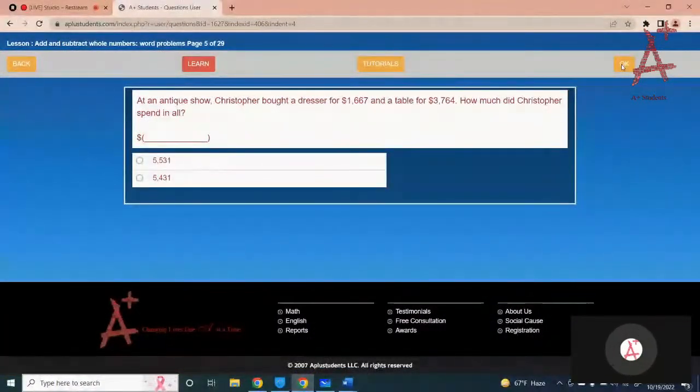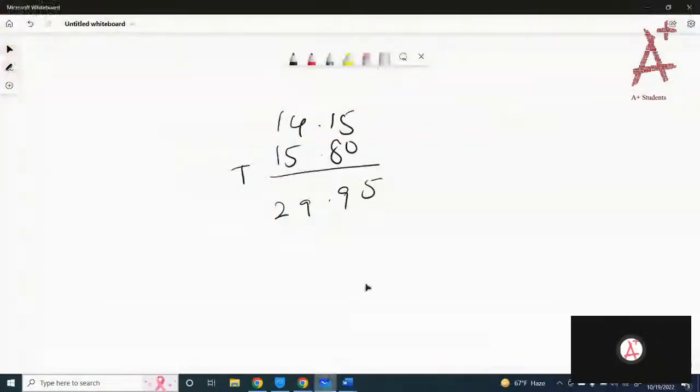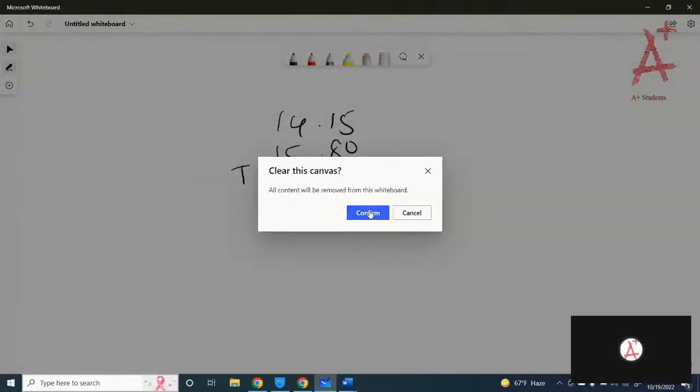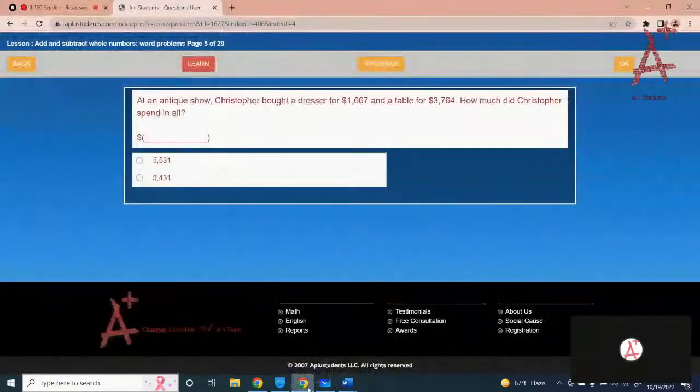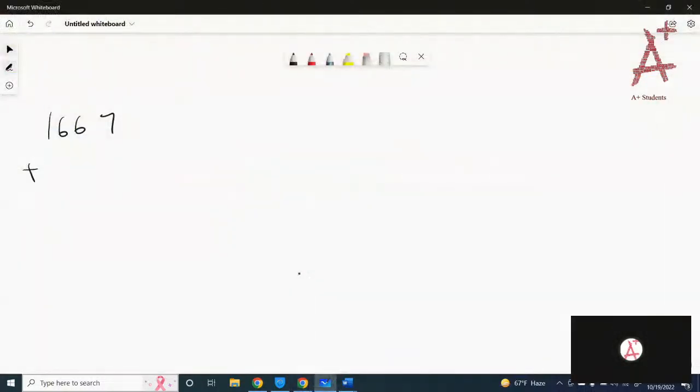Okay, at an antique show, Christopher bought a dresser for $1,667 and a table for $3,764. How much did Christopher spend in all? So it would be 1,667 plus 3,764. So you have to add them.